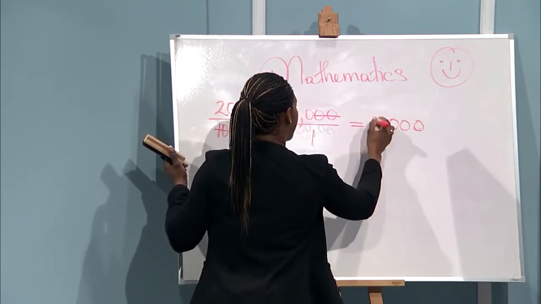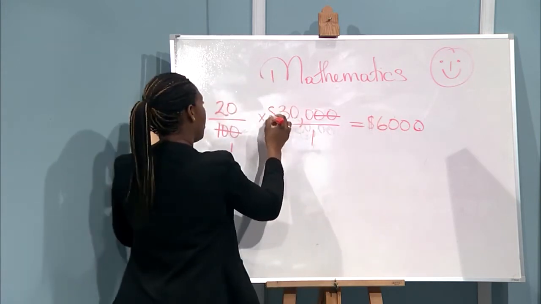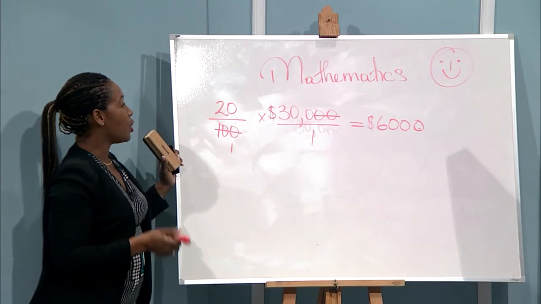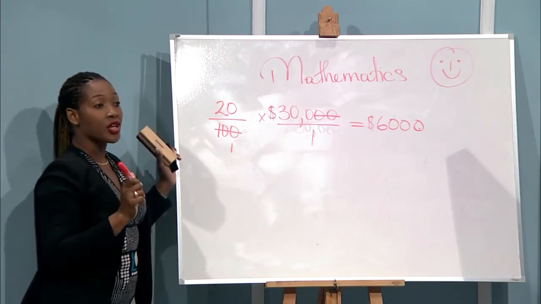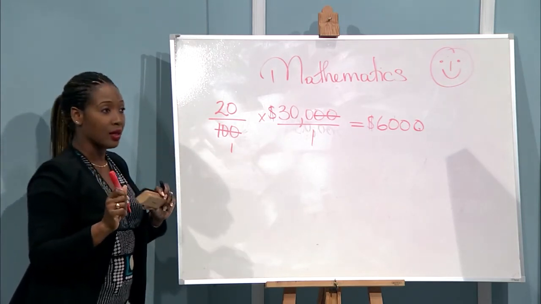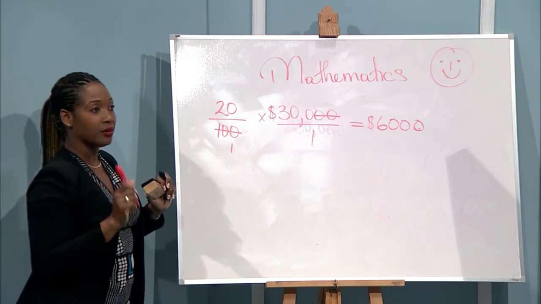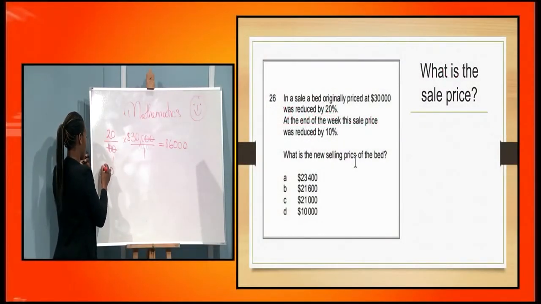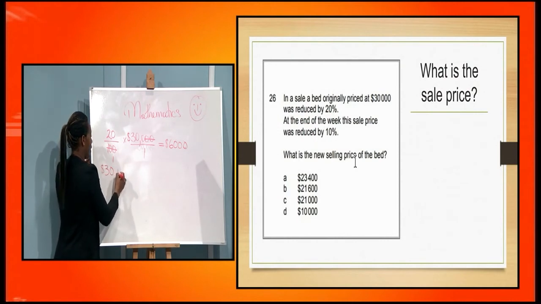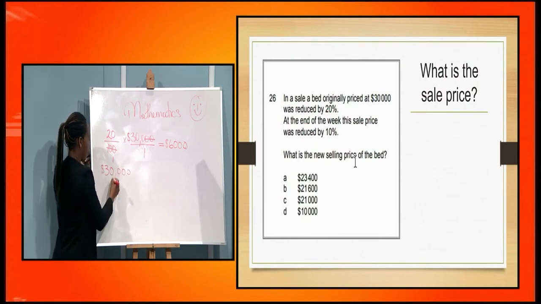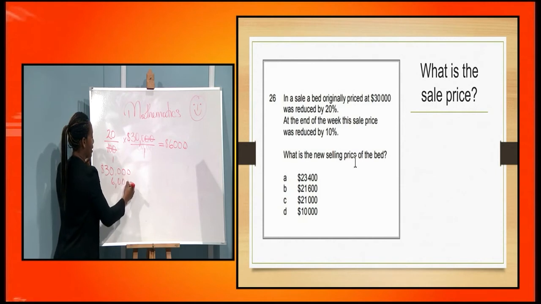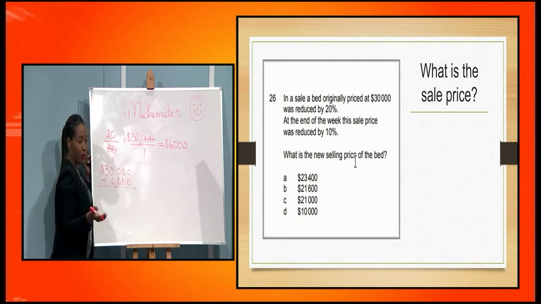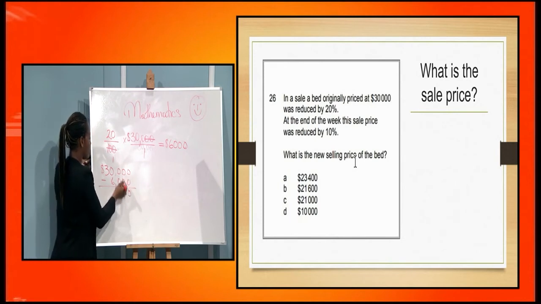And since we are dealing with money, I always try to put in the dollar signs so I remember what I'm doing. So 20% of 30,000 is $6,000. Do we end there? No, it says it was reduced. That means I would have to take away my $6,000 from the $30,000 to get my new price. So let's do that now.